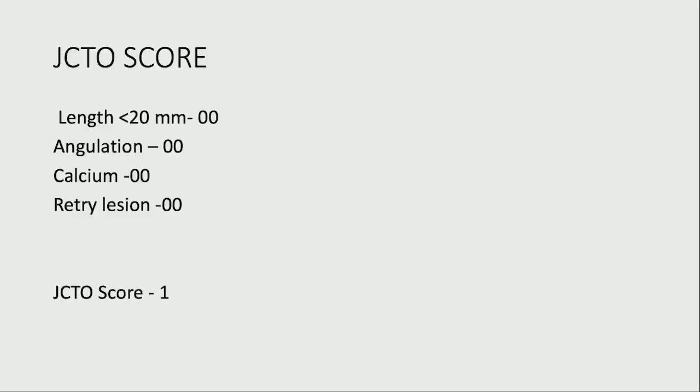Coming to the J-CTO score, it was an ambiguous cap, which scores 1. The length was short segment with no significant angulation, and no calcium, and it was not a retry lesion. So the J-CTO score comes to be 1. Now we'll move on to the live case.